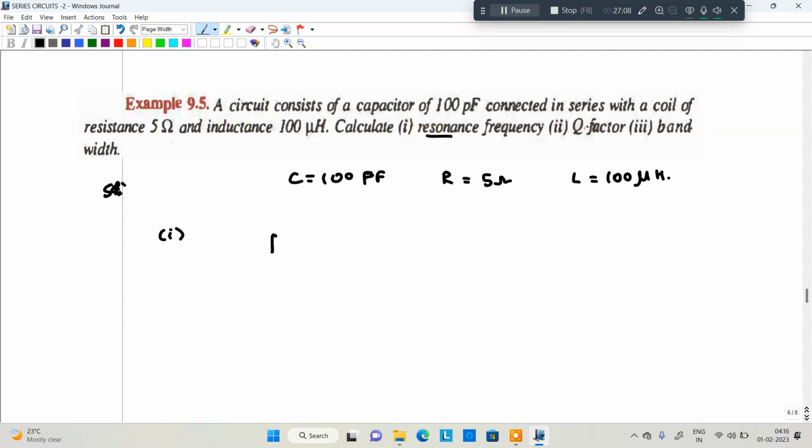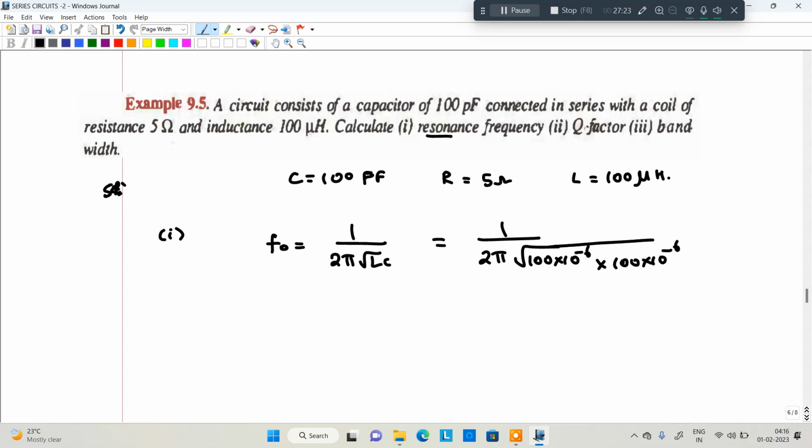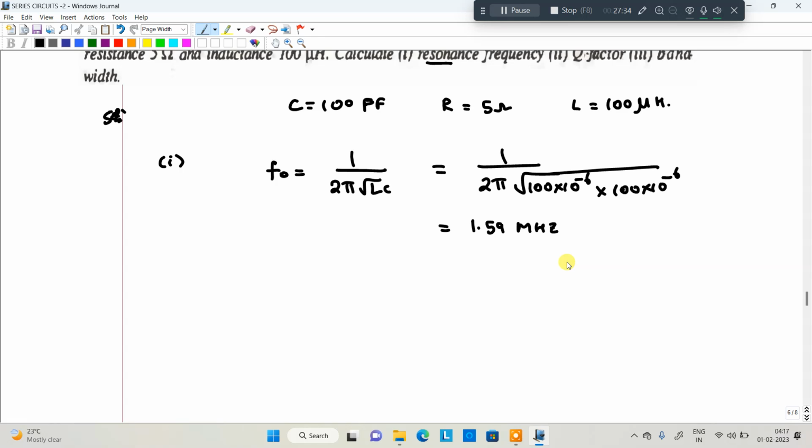You know the formula for resonance frequency. F naught is equal to 1 by 2 pi root LC. What is the L value? 100 into 10 power minus 6. C value 100 into 10 power minus 12. So that value will be 1.59 megahertz. That is the frequency of the resonance condition, the resonance frequency.